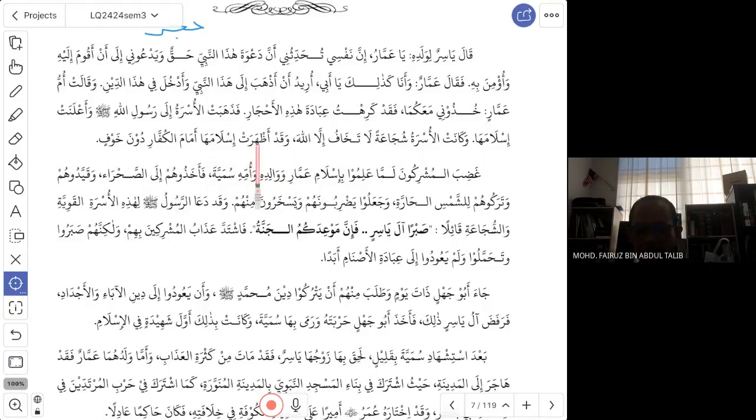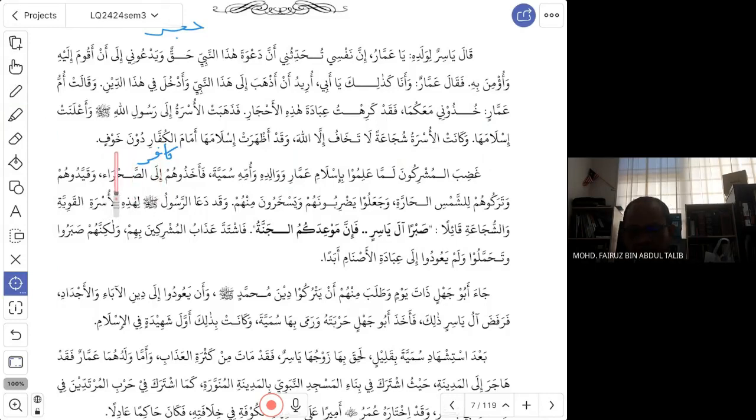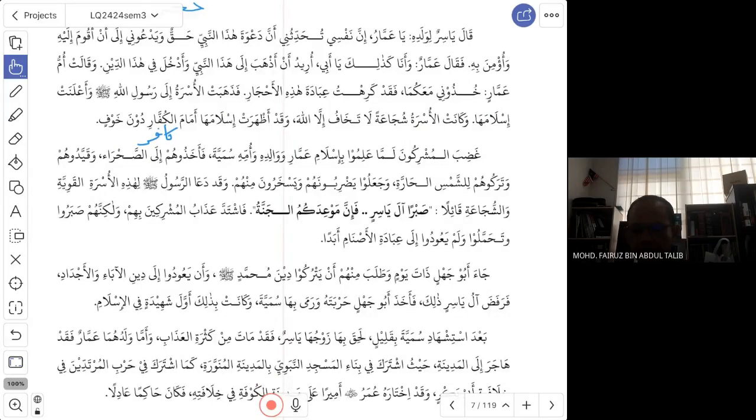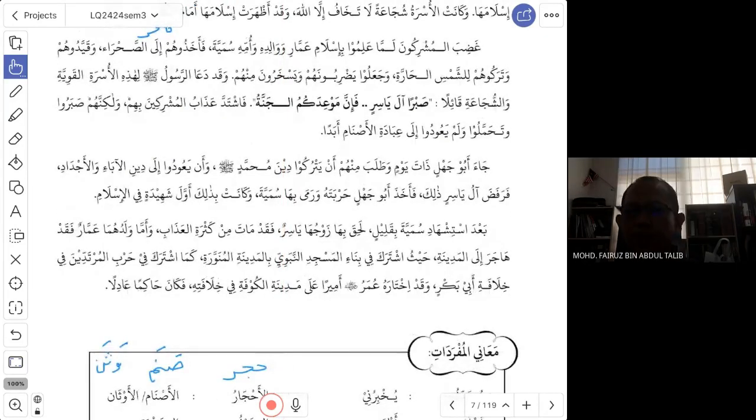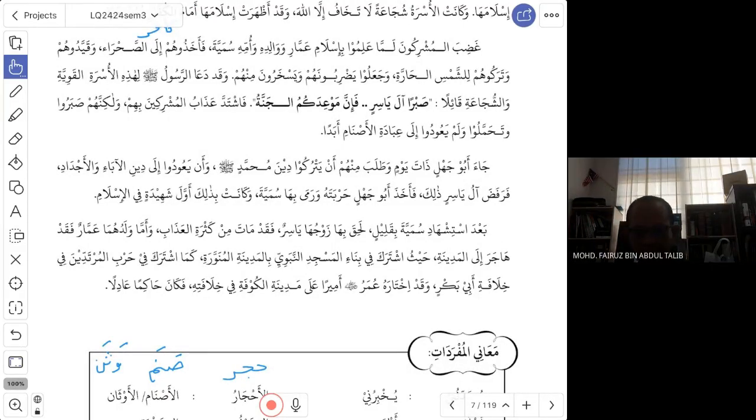So they declared their Islam amam al-kuffar, in front of the kuffar, the jama for the word kafir, the infidels. So jama is kuffar or kafirun, as the word that we read in the Quran, qul ya ayyuhal kafirun. So they declared their Islam in front of the kuffar, duna khawfin, without any fear. Khawf is fear. So that is the first paragraph. Any questions? Hal hunaka su'al? No. Okay.